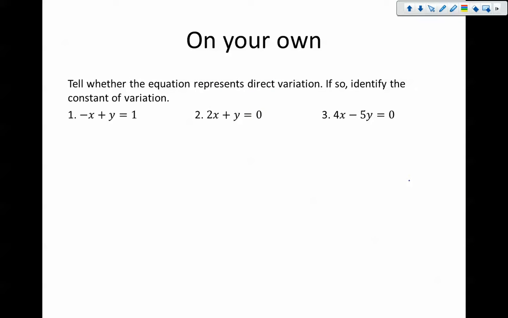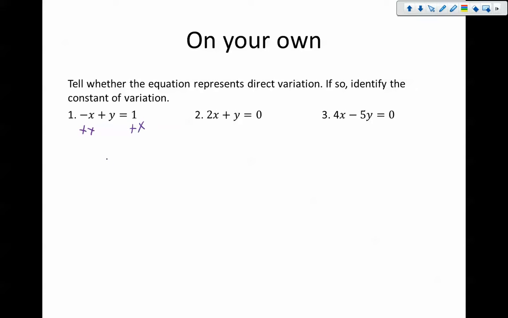All right, here's the three problems that you were supposed to do on your own. Let's go ahead and go over those answers together. So tell whether the equation represents direct variation. If so, identify the constant of variation. So we can't tell with any of these. We're going to have to solve for y.